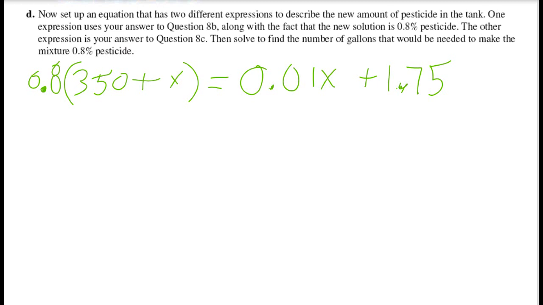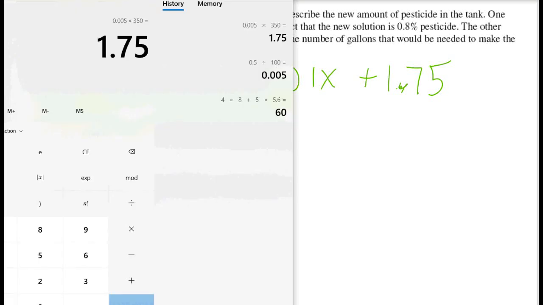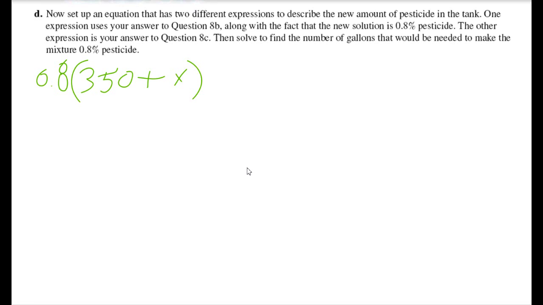Okay. So we go about trying to solve this. 0.8 times 350, I'm going to distribute. Okay, this video's got a lot of splices in it because it's taking me a long time to explain everything, but this is a really complicated lesson, so there's nothing wrong with that. At any rate, two different expressions for the volume of pesticide in the tank.